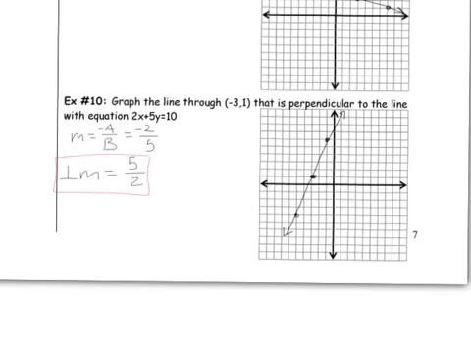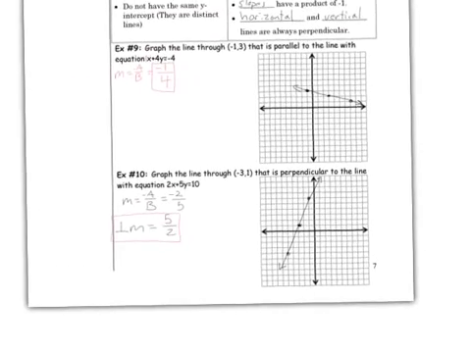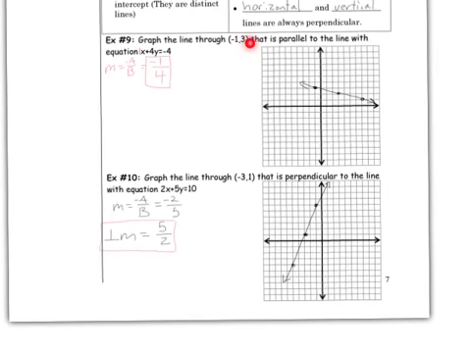We have graphed some lines when all they gave us was a point and an equation that it was either parallel or perpendicular to.